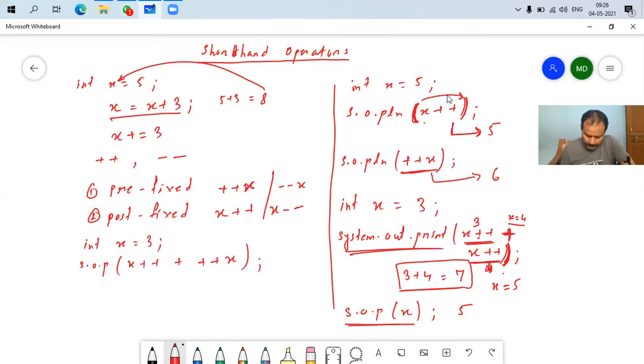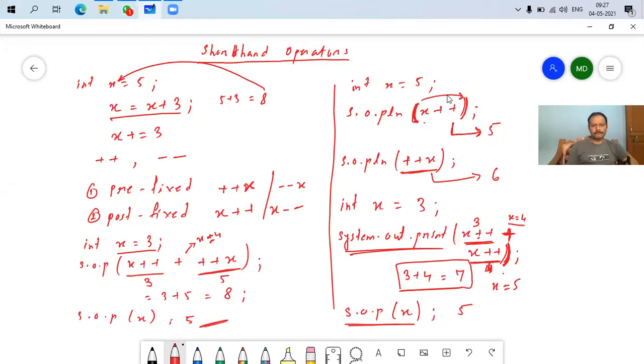So here the value of x is 3. At this position, it remains 3. But as soon as you meet this very operator, the value of x becomes 4. And as we meet this, now see, this is a prefix operator. The value of x becomes 5. So what would be the result? The result will be 3 plus 5 equals 8. Now, if we check the value of x again, it will remain 5 here.